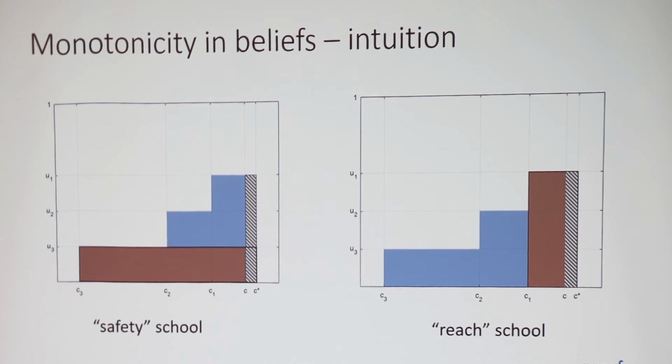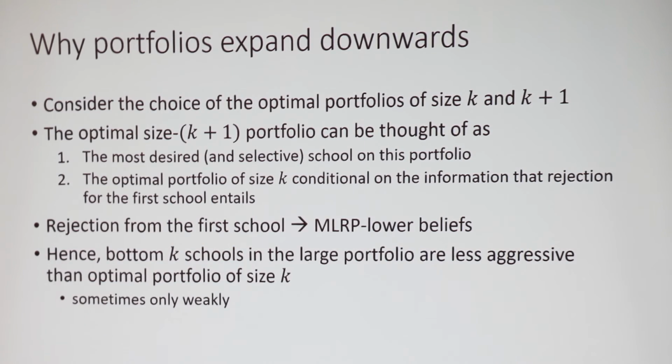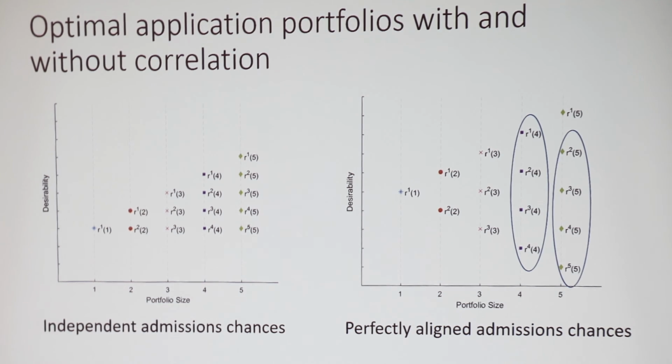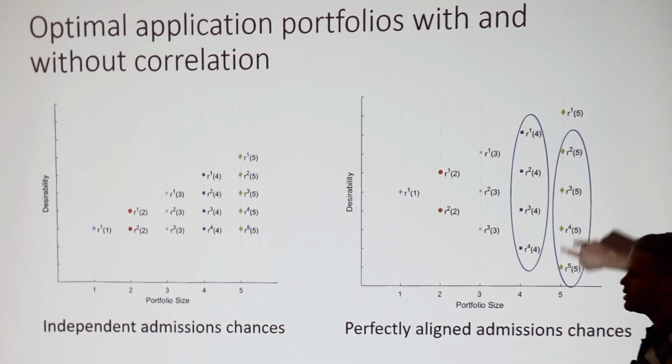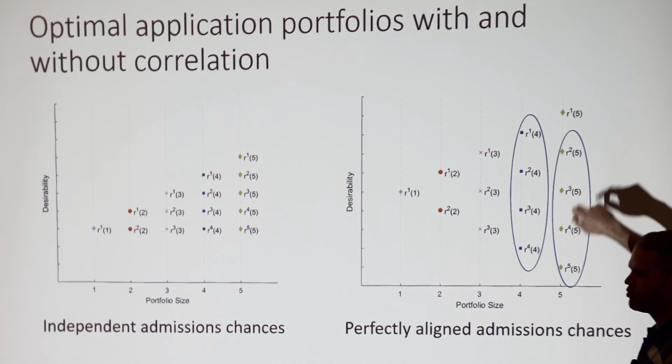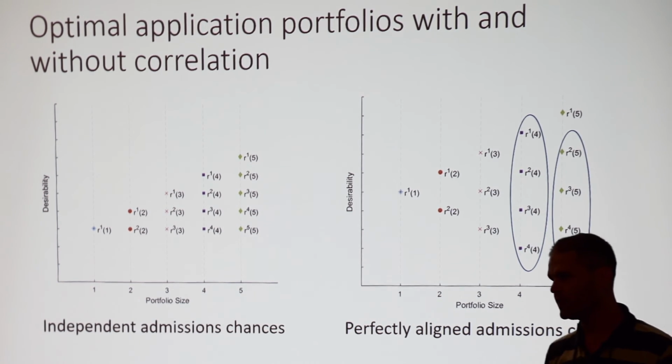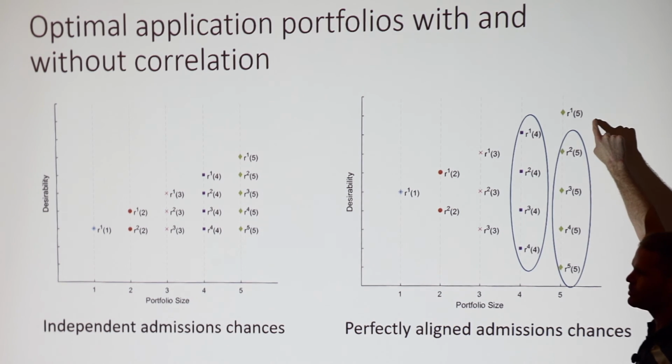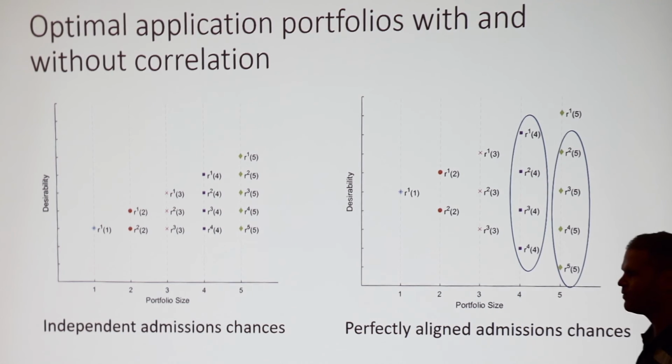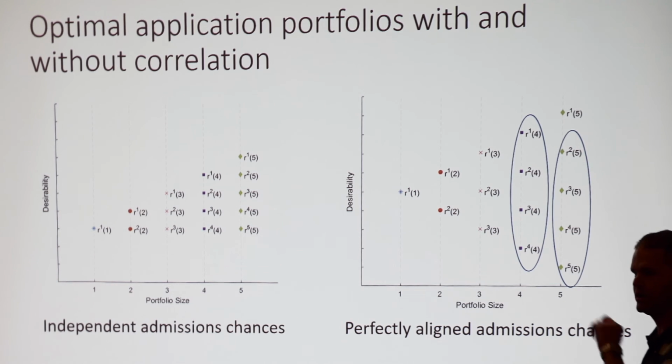And this propagates if we apply to more schools, because being rejected by Harvard is not such bad news. Being rejected from Penn State is worse news. So if your first choice school is less selective, being rejected is worse news. So this propagates further down the list. Okay, this explains this part of the picture. Because when you choose your bottom four schools in your optimal 5-school portfolio, you choose 4 schools conditional on being rejected from this school. When you choose your optimal 4, you don't have this negative information. That's why your bottom 4 are less aggressive than your regular 4.